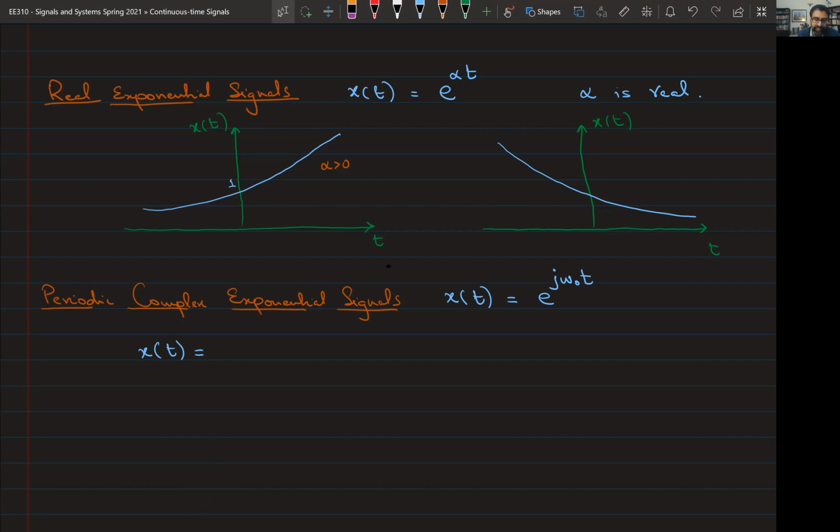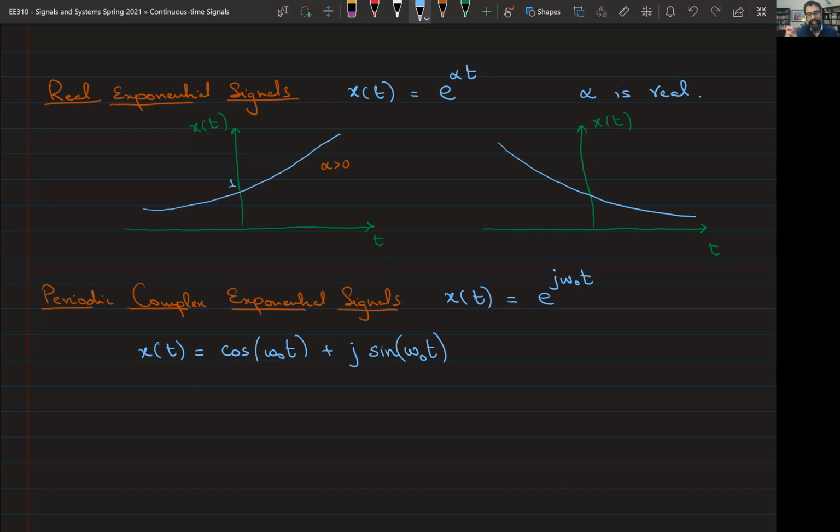So you just apply Euler's identity here, right? Euler's identity is e raised to j theta is cosine theta plus j times sine theta. So therefore, this must be cosine omega naught t plus j times sine omega naught t. So therefore, this is a complex signal. There is a real part and an imaginary part. And clearly, you can see the real part is a cosine and the imaginary part is a sine, right? And omega naught is a frequency.